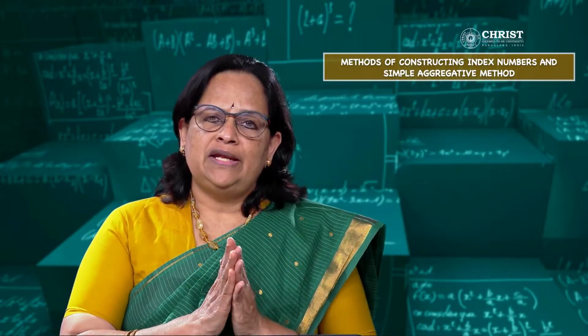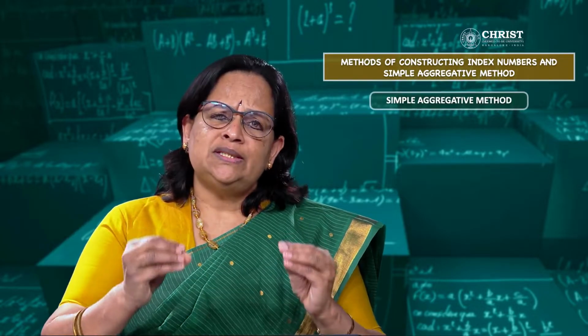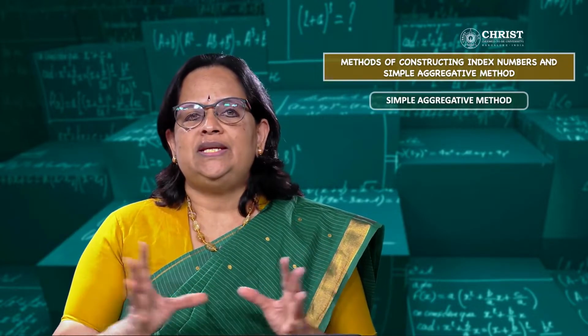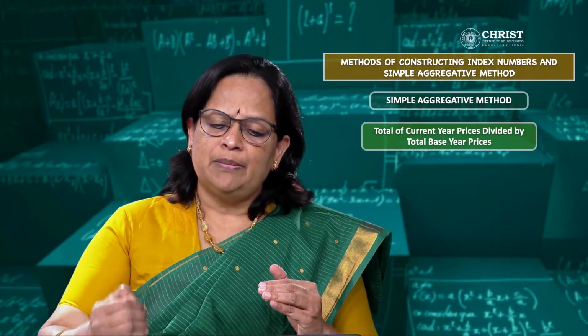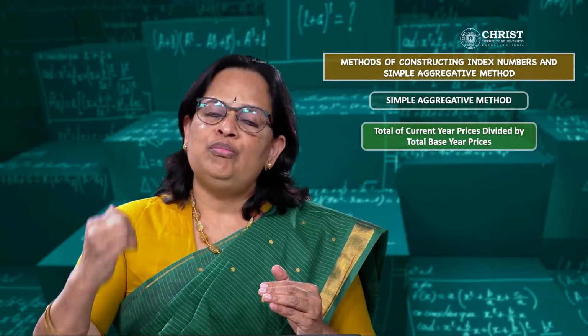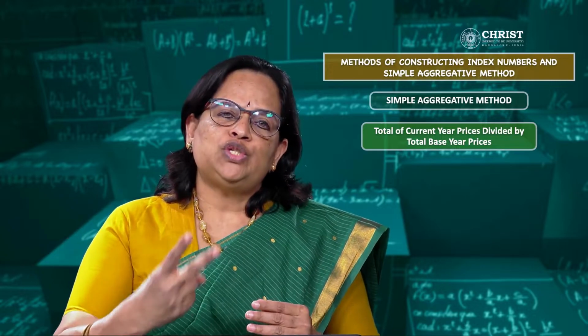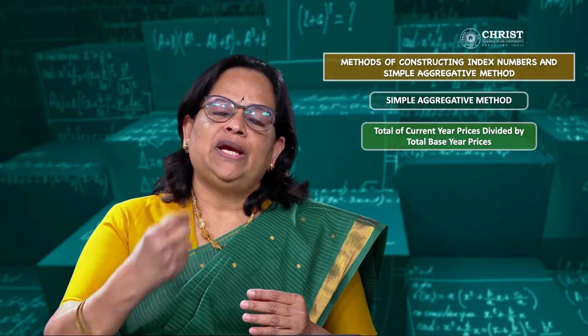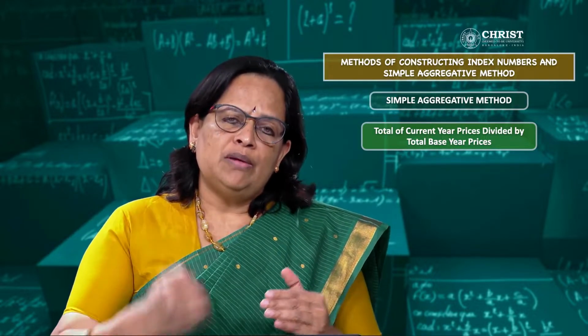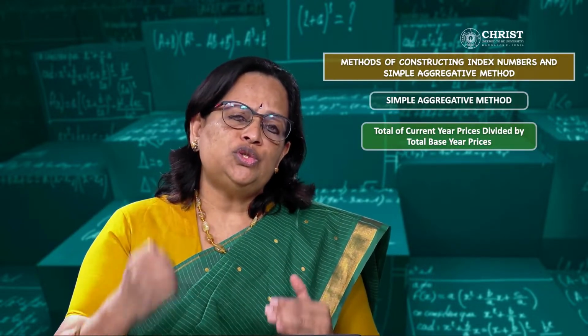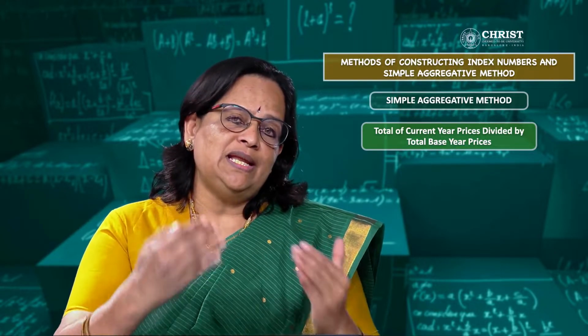Now, we will learn the simple aggregative method. This is the simplest method for constructing index numbers. Here you have to remember: total of current year prices divided by total of base year prices. Now I have to explain what we mean by current year. The current year is the latest year. For example, in our computation we have used 2021. That is the current year, the latest year.